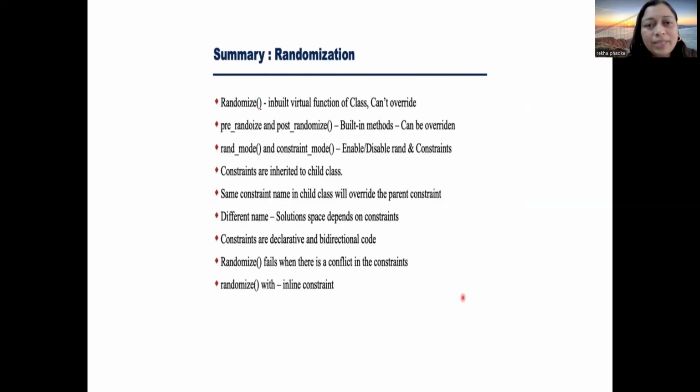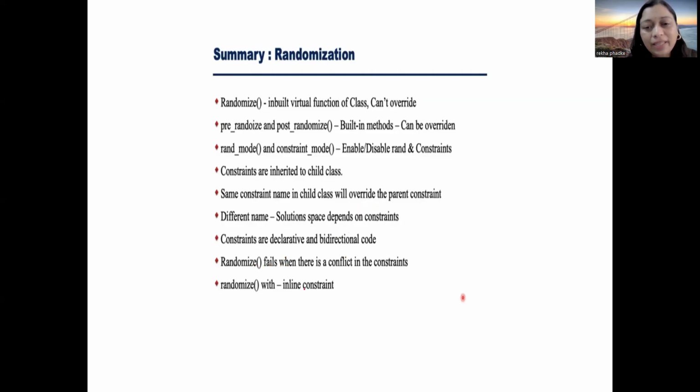So, summary of randomization. Randomize is a virtual function of the class, an inbuilt function which you can't override. Pre-randomize and post-randomize are built-in methods again and can be overridden. Rand_mode and constraint_mode are used to enable and disable rand and constraints. Constraints are inherited to the child class. The same constraint name in the child class will override the parent constraint. With a different name, the solution space depends on the constraints. Constraints are declarative and bidirectional code. Randomize fails when there is a conflict in the constraint.